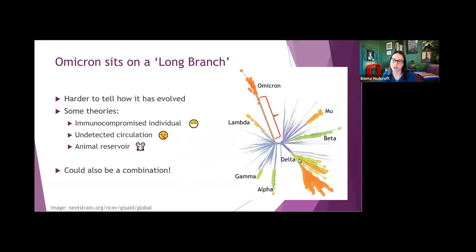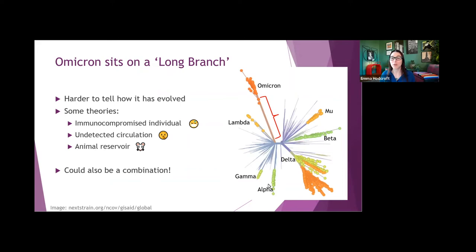But of course, finally, I think it's important to remember that it could also be a combination of these things. It could be that undetected circulation meant that the virus was able to move through immunocompromised populations, for example, which we know exist in Africa, unfortunately, because of the HIV outbreak. And it could have been animals involved as well. Unfortunately, without more ancestral sequences of Omicron, I think it's very hard to tell which of these may or may not have happened. It's a lot of speculation without having more samples.